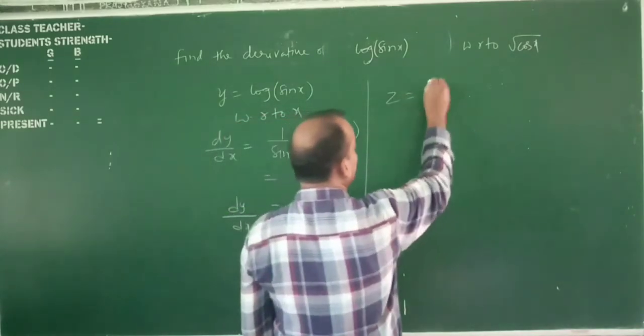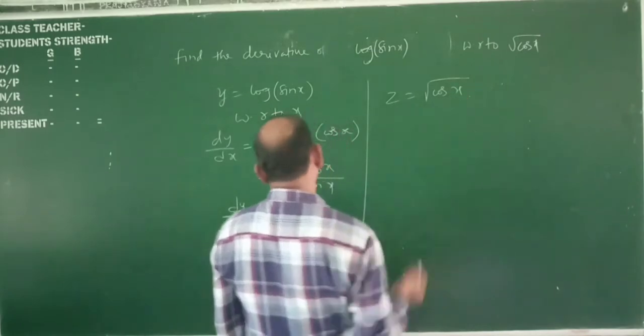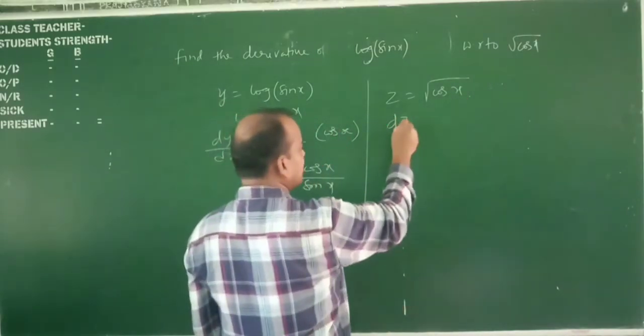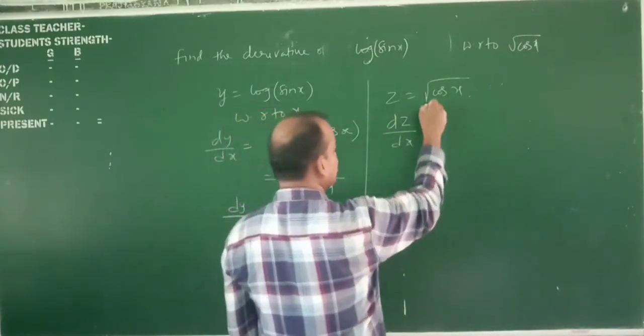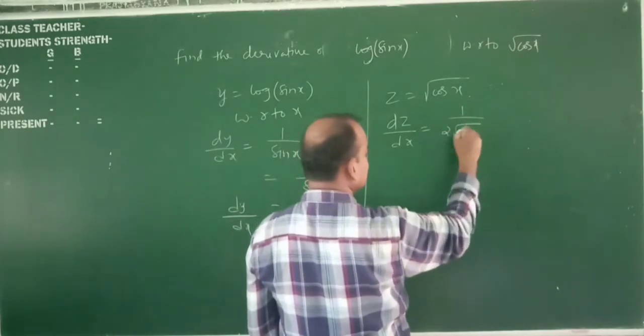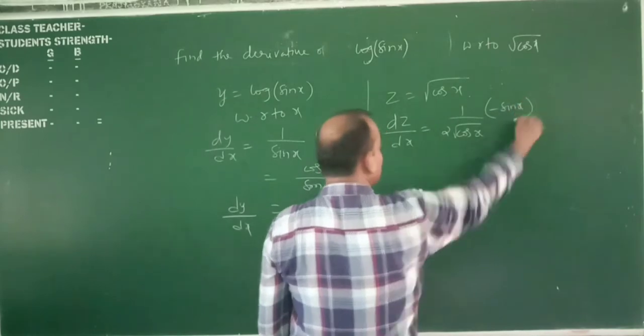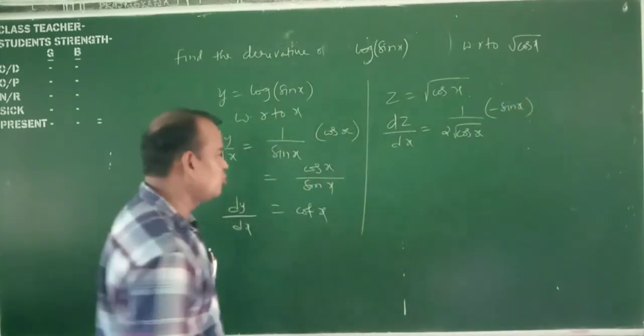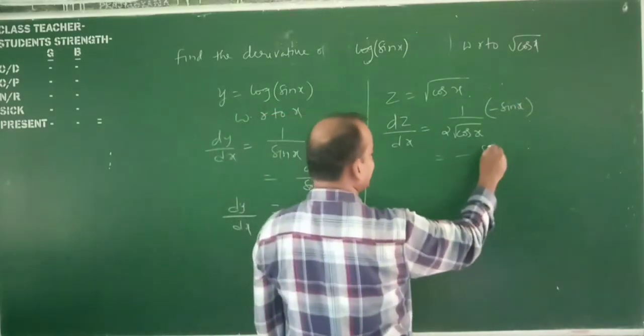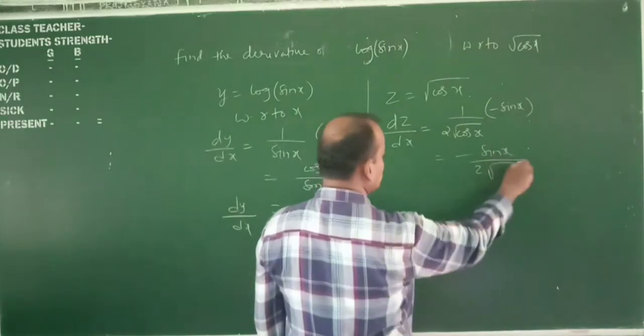z is equal to root cos x. Now differentiating with respect to x, dz by dx, root x means 1 by 2 root x, so 1 by 2 root cos x into minus sin x. The derivative of cos x is minus sin x. What about this one? Minus sin x by 2 root cos x.